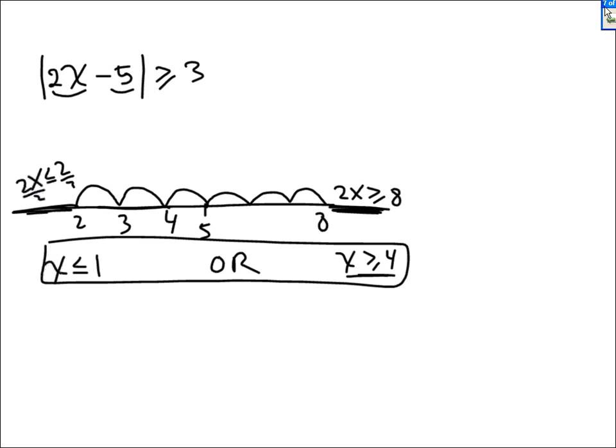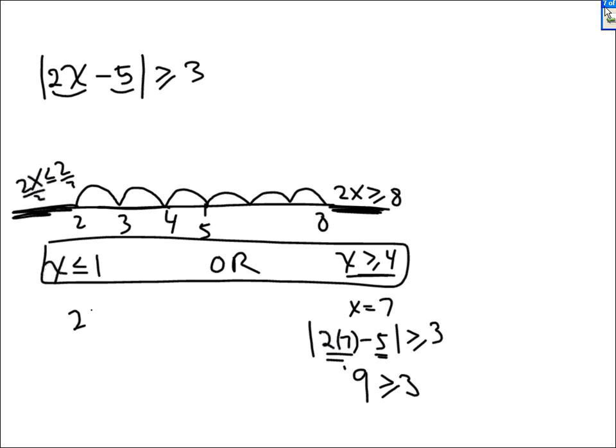Pick any number bigger than or equal to 4. Try 7. 2 times x minus 5. Is it really bigger than 3? Well, 14 minus 5 is 9. The absolute value of 9 is 9. Yep, that's bigger than or equal to 3. Take a number less than or equal to 1. 0. I was looking at the 2 in the formula. 2 times x minus 5. Well, this is 0 minus 5, which is negative 5. The absolute value is 5. And wow, that's bigger than 3.